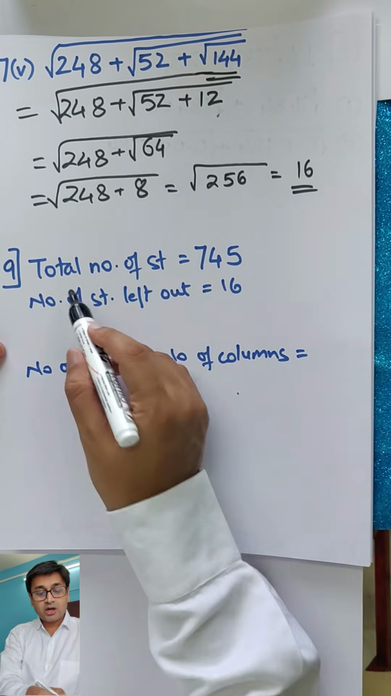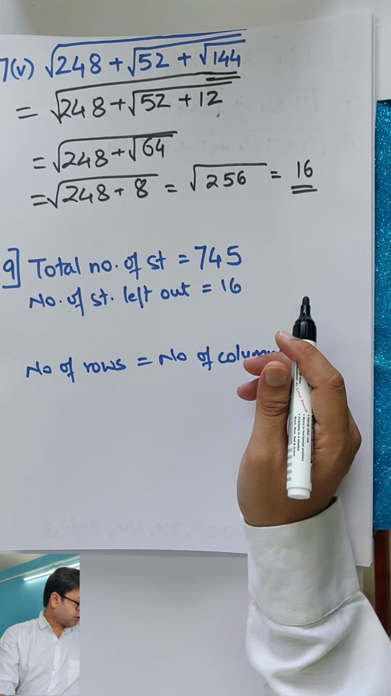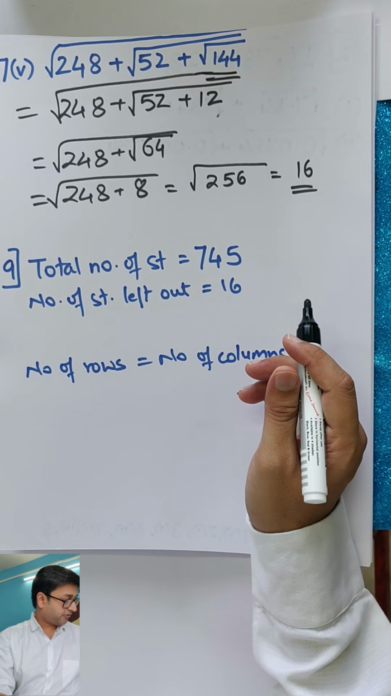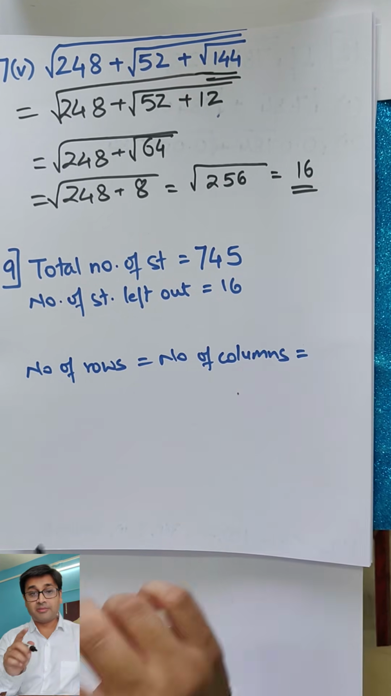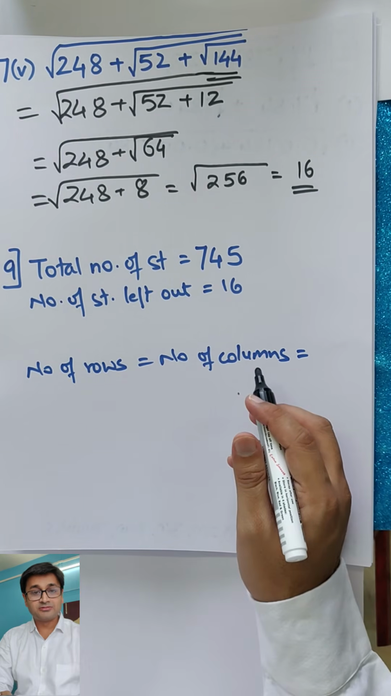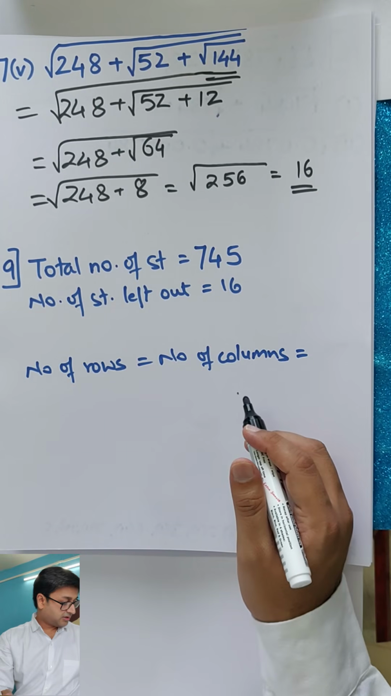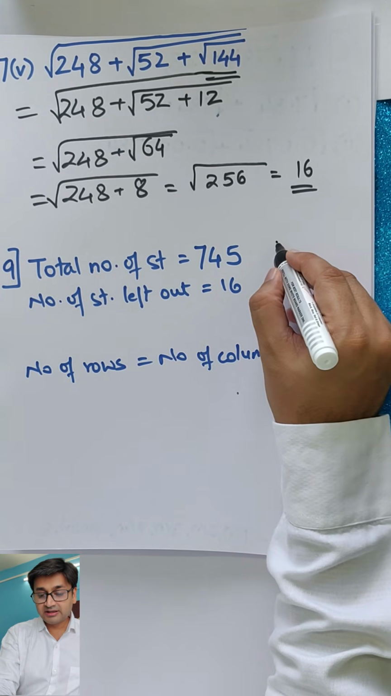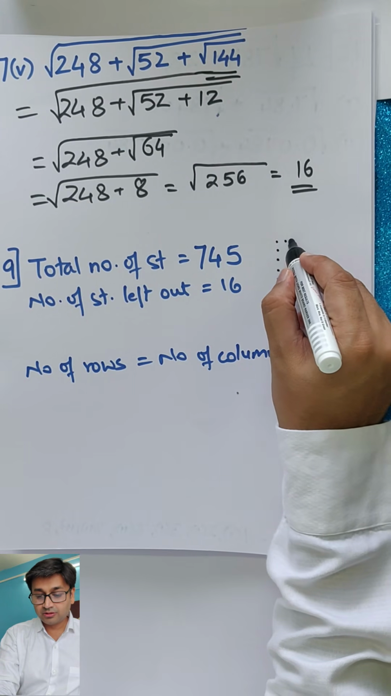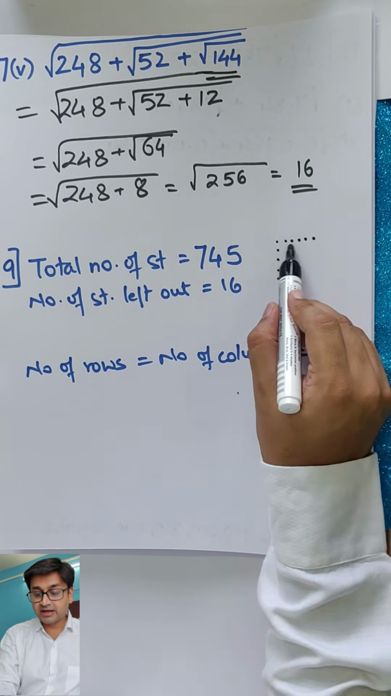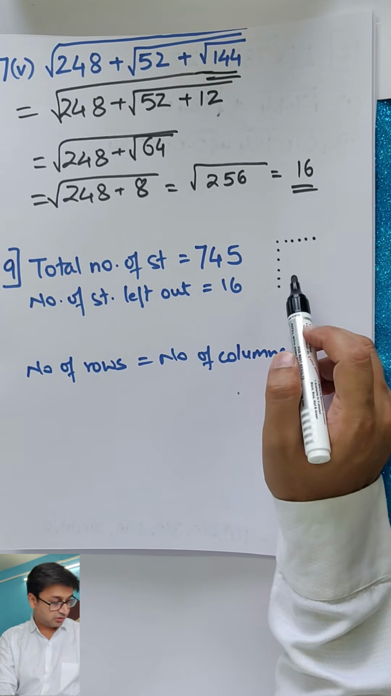Sum number 9. 9 is a word problem, so just let me read the question for you. It says, out of 745 students, maximum are to be arranged in the school field for a PT display. Maximum means not all of them, but maximum you got to arrange. Further they say, such that the number of rows is equal to the number of columns. So let's say these are the number of rows, 5 rows, and these are the columns, 1 2 3 4 5. So this way I can see 6 dots, so here also 6. So number of rows, number of columns, both are equal.